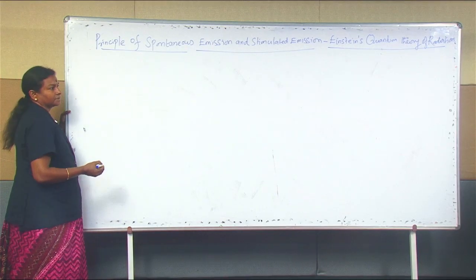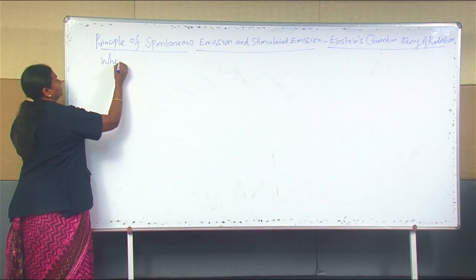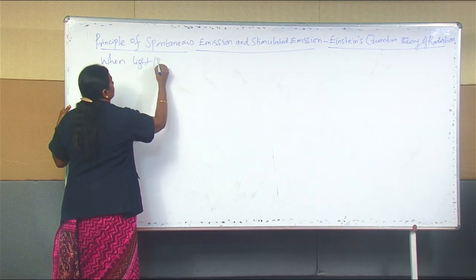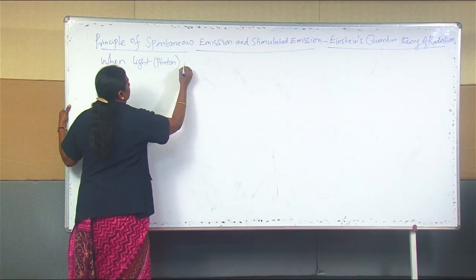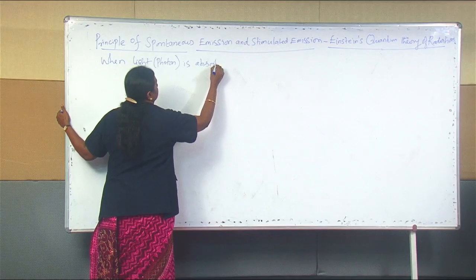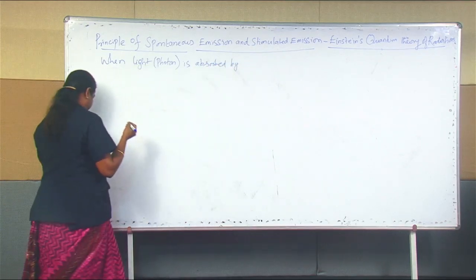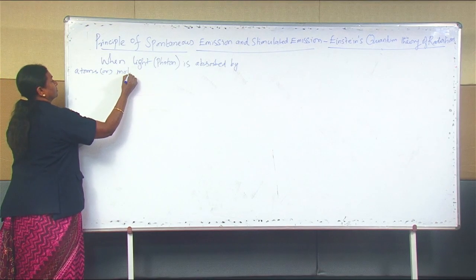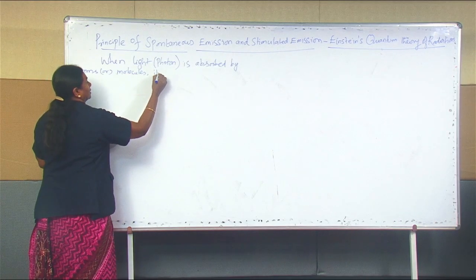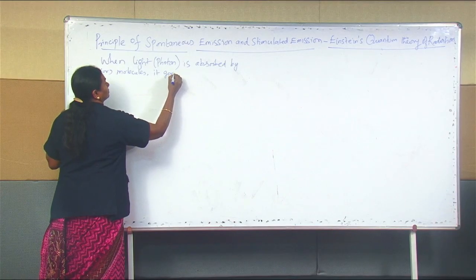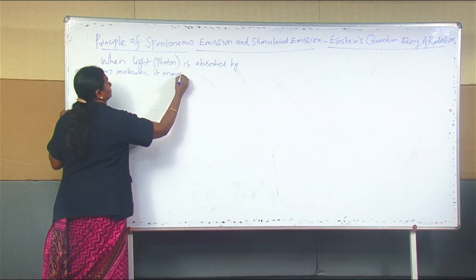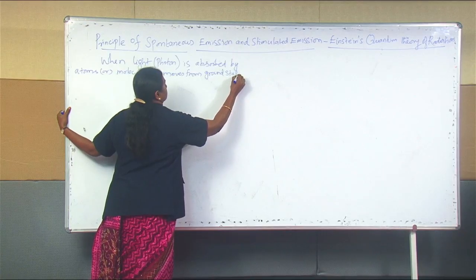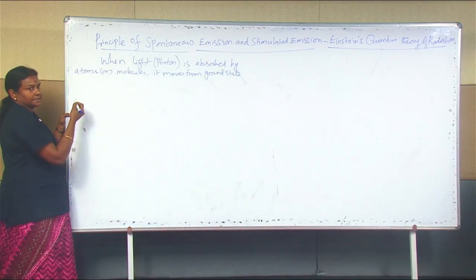So here I will just give: when light, which we all know is nothing but made up of photons, is absorbed by atoms or molecules, it moves from the ground state. The ground state can be otherwise called the lower energy state.